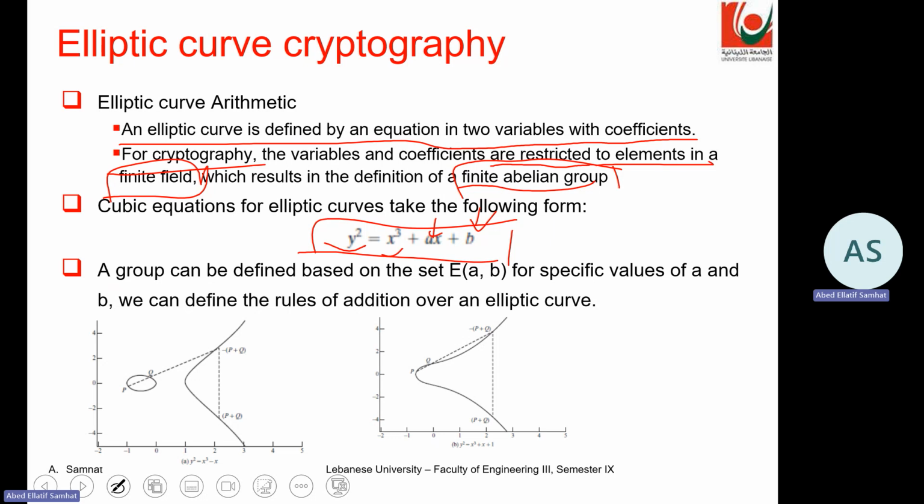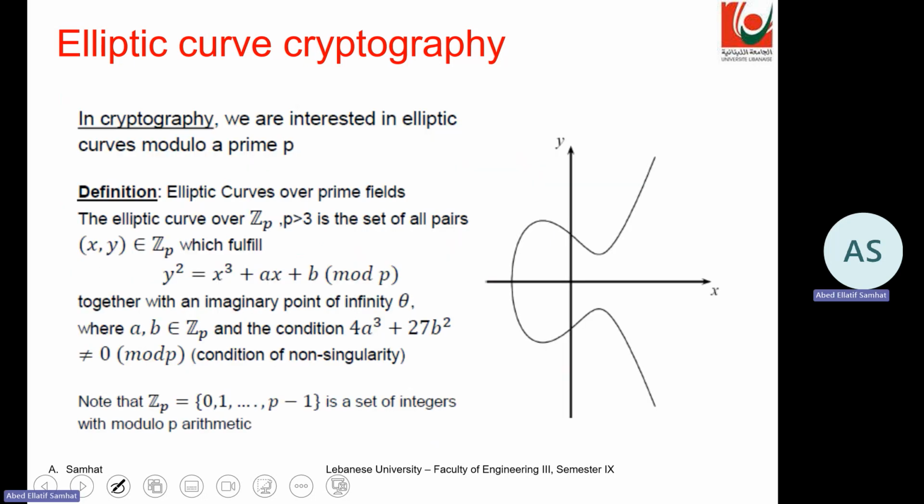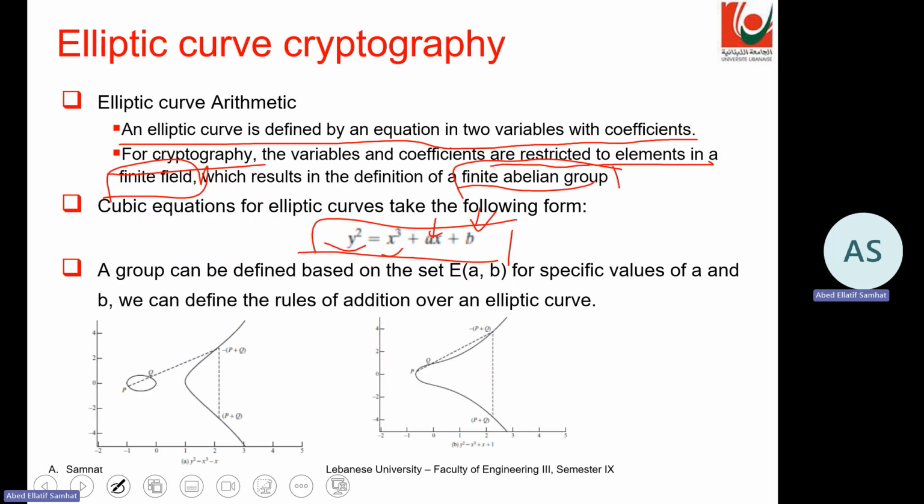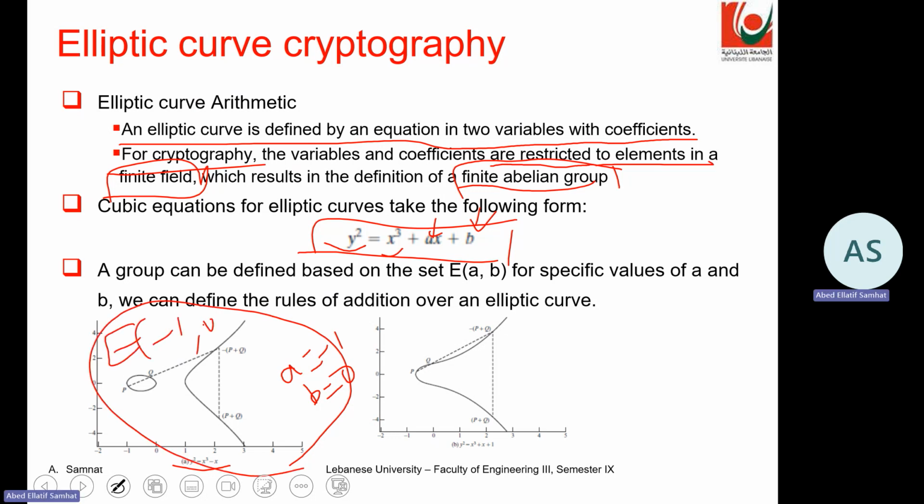So in this case, we define the equation as follows. Typically here we can see some examples. In this case, we have a equal minus 1 and b equal 0. This is one case of what we call E(-1, 0). This one is E(1, 1). So that's why it's a set E(1, 1) for a specific value of E.